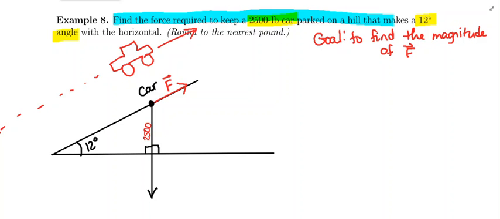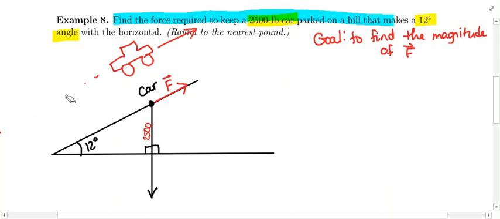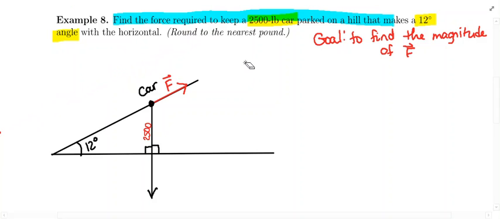All right, so let me erase this. Now that we know what we're looking for, this is the basic setup. This is the picture you should come up with. Now we basically have to work the picture to figure out the answer. Again, we're trying to find the magnitude of this red vector.